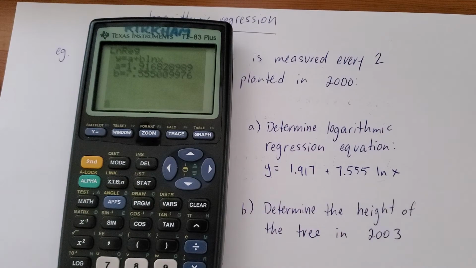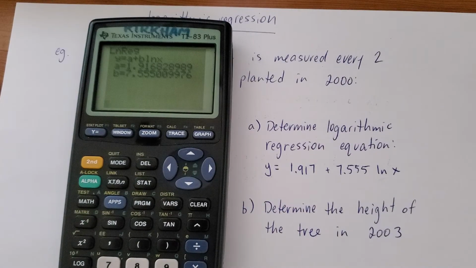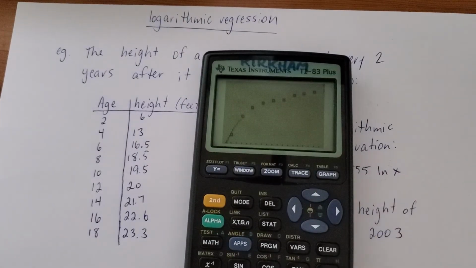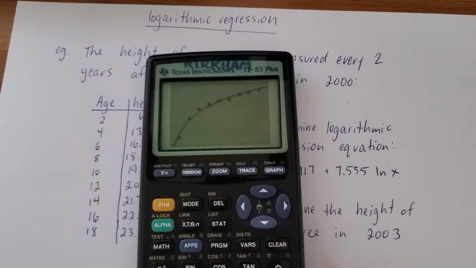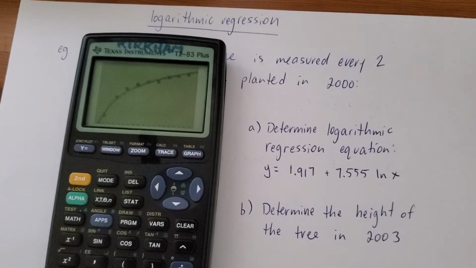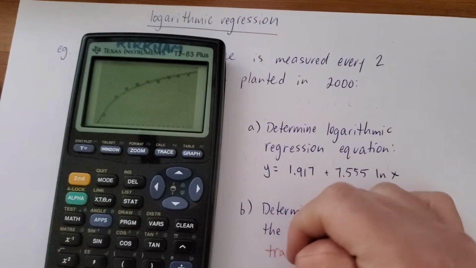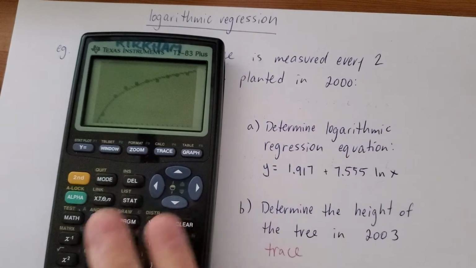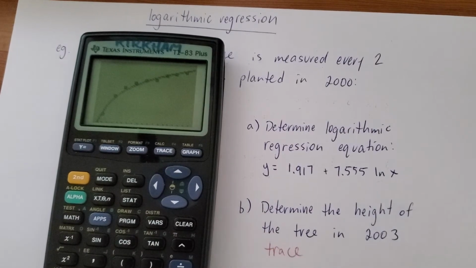Okay, now I'm going to ask you just typical types of questions. I want us to determine the height of the tree in 2003. So let's take a look at our graph. Looks pretty good. All right. So if you're finding the height, that's a y value. Right, so we're determining the height in 2003. We're going to use a trace. Okay, but I've made this one a little bit more complicated than some. You're not going to trace 2003.